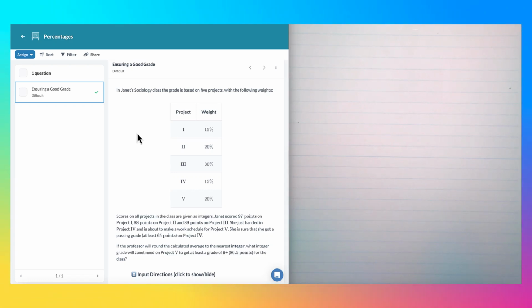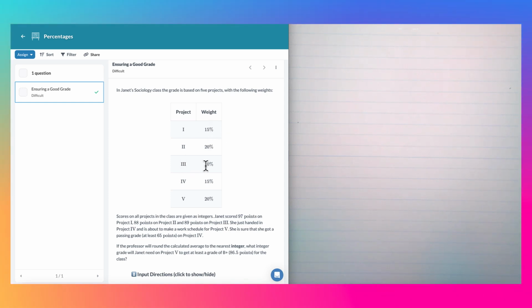Ensuring a good grade. Some of you might have done this when you're near the final. You may have tried, "Oh, what should I get on my final?" That's this kind of question. In genetic sociology class, the grade is based on 5 projects with the following weights. So it's not like they have equal weight.